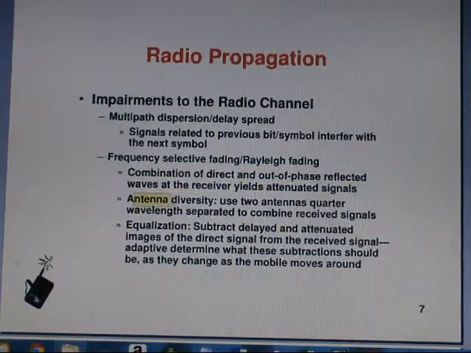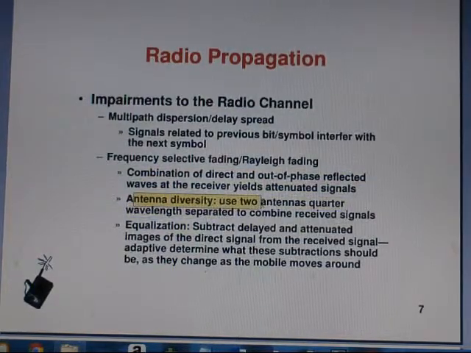Antenna diversity uses two antennas separated by a quarter wavelength to combine the received signal. So the two antennas have to be separated by a quarter wavelength. In this way we can receive the combined signal.